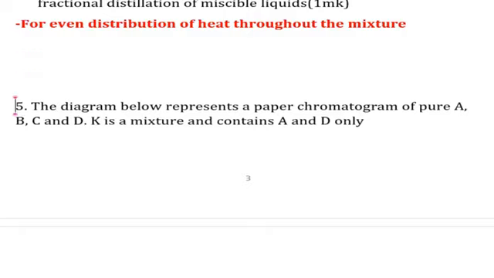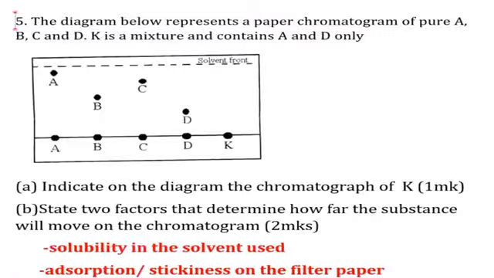Number 5, you're told, let us see it properly here. Number 5, you're told the diagram below represents a paper chromatogram of pure A, B, C, D, and K. Paper chromatogram of pure A, B, C, and D. K is a mixture and contains A and D.